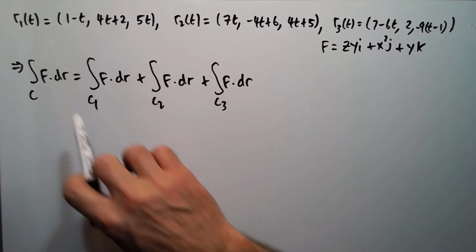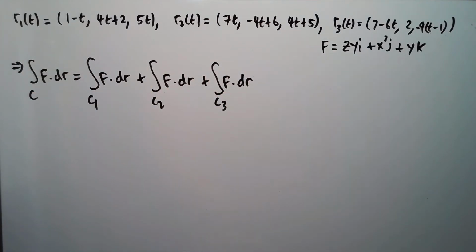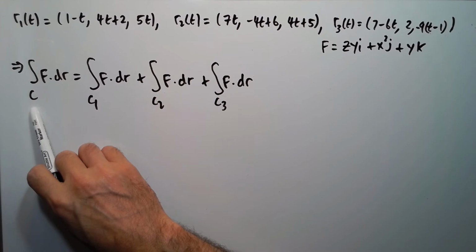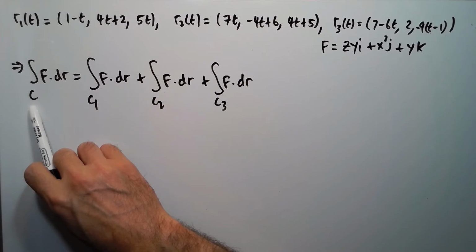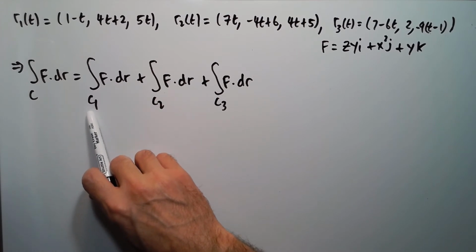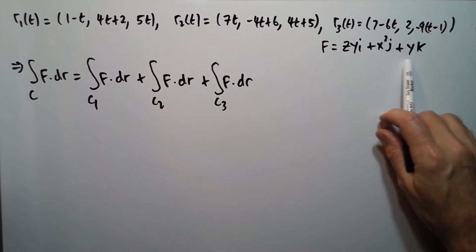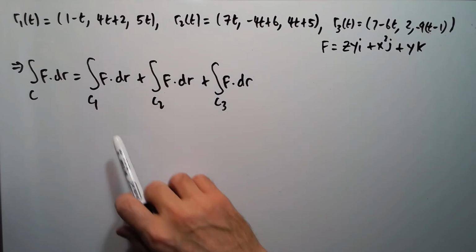So summarizing, we got our R1, R2, and R3, which parameterize the positive orientation of my C. So to find the integral around C, we're going to do around C1 plus around C2 plus around C3. Okay, and there's my F over here. Okay, so let's start doing the C1 guy first.